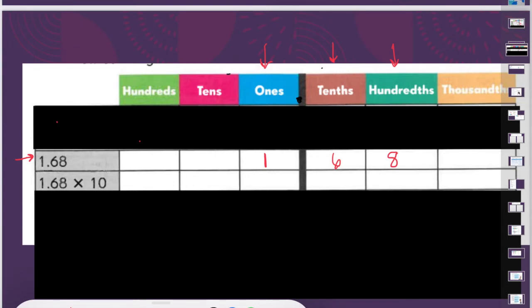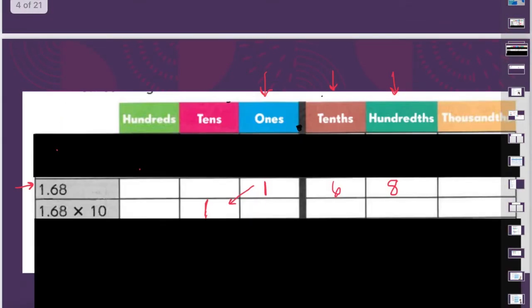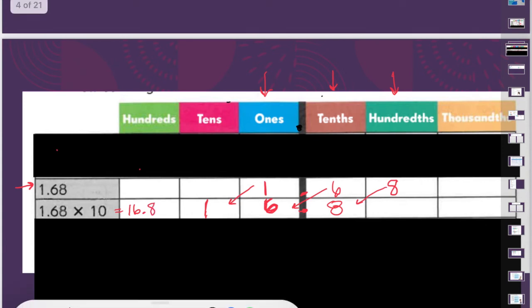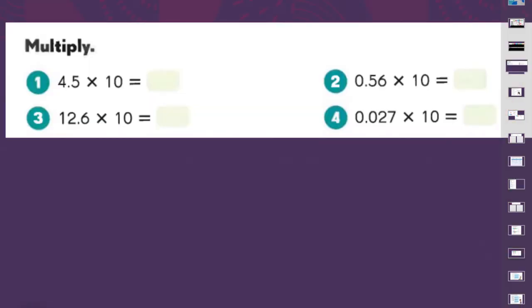So let's look at the ones place first. 1 times 10 is going to give us 10 ones. Those 10 ones would be regrouped into 1 ten. Whoops. 6 tenths, when multiplied by 10, would give us 60 tenths. Those 60 tenths would be regrouped into 6 ones. 8 hundredths times 10 would give us 80 hundredths, and those 80 hundredths would be regrouped into 8 tenths. So when we multiply 1.68 times 10, we end up with 16 and 8 tenths. The value of each digit increased 10 times. And you probably see also that our decimal point moved one place to the right, giving us 16.8.